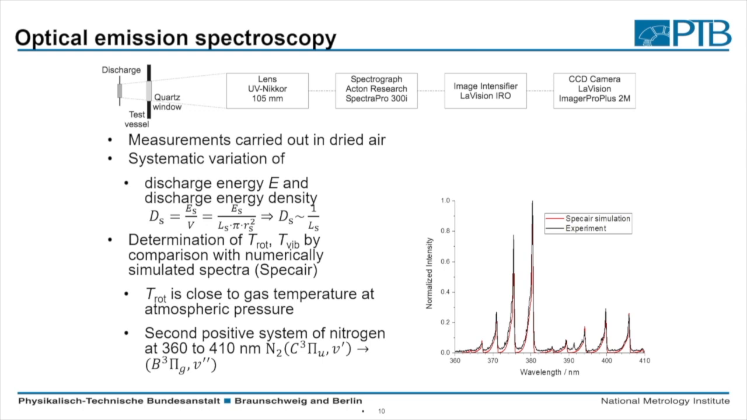From the shape of these bands and the intensity ratio of these different bands, we can calculate both rotational and vibrational temperatures. These are not the ambient temperatures. The species are just distributed in the energy levels in a way which does not correspond to the ambient temperature. And this is related to the energy we deposit into the system.